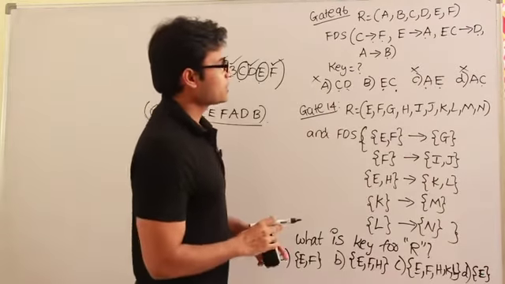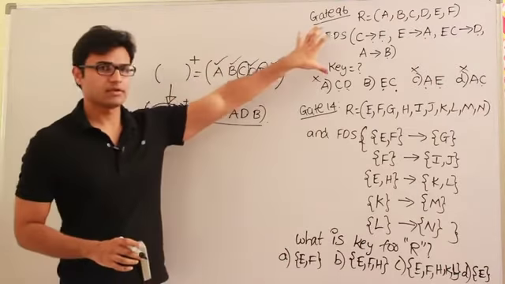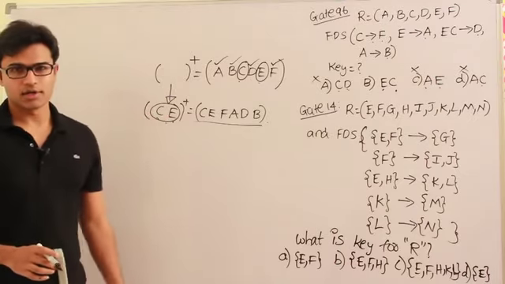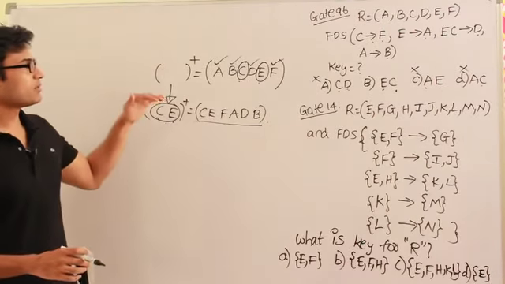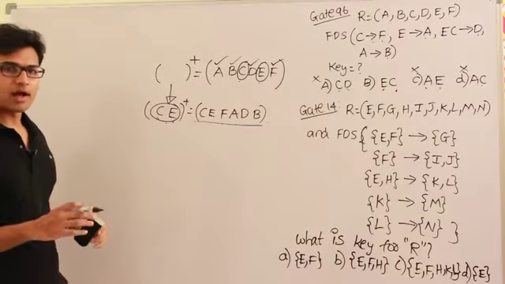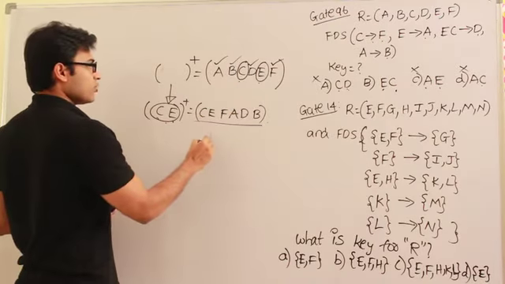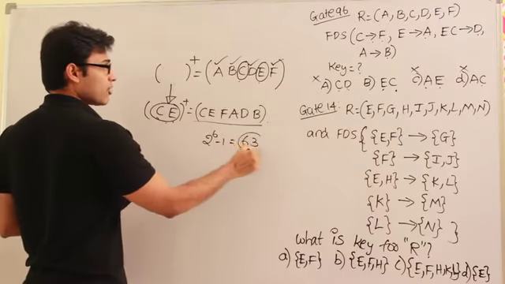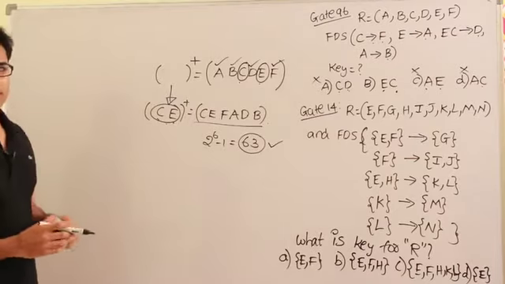Now one interesting question is, how many candidate keys will be there for this particular question? Is CE the only answer, or are there even more? First of all, how many subsets of these attributes are possible? 2 power 6 minus 1, which is nothing but 63. So 63 combinations are there. You might have to observe all of them, but we are not going to do that, don't worry.